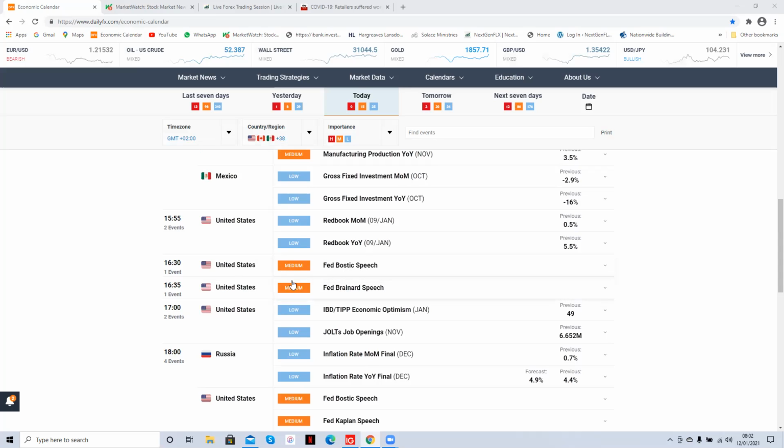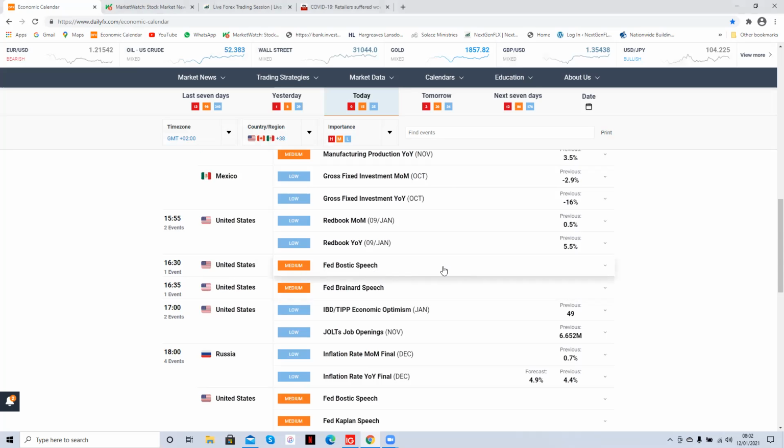Again, they're classed as medium because anytime anyone from the Federal Reserve in the US speaks, it could be important, but usually 9 times out of 10, they don't tend to say anything significant. They tend to be very vague with their speeches because they are aware of how what they say can impact the market. So it rarely affects the market because they're usually very guarded with their speech. But you can see there at 4:30 and 4:35, we have these Fed speeches.